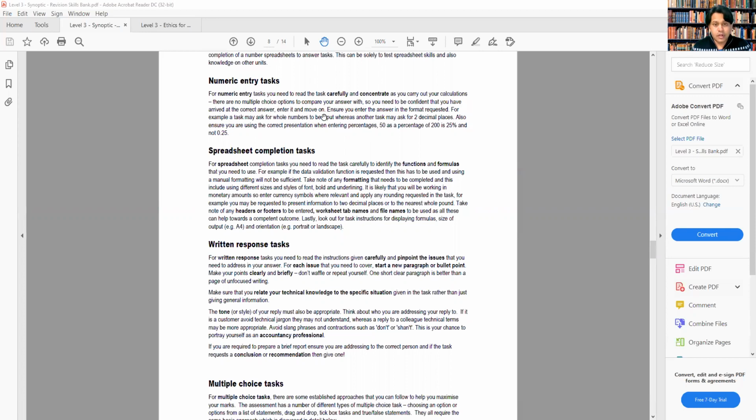Enter it and move on. Ensure you enter the answer in the format requested. For example, a task may ask for the whole number to be input, where another task may ask for only two decimals. So it's very important. Sometimes the question says make a round figure for the whole number, so you don't have to put any pence. You don't have to put anything after the full stop. So obviously, if the question asks for the whole number, you don't have to do any decimals.